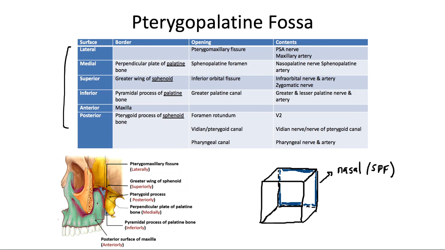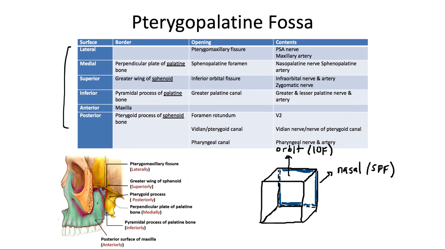The superior surface is up here, and the superior surface, again, is the greater wing of the sphenoid. This one also has one opening, and it's the inferior orbital fissure. So this one opens as the inferior orbital fissure, and it opens into the orbit, into the house for the eye. And into the orbit travels the infraorbital nerve and artery, as well as the zygomatic nerve.